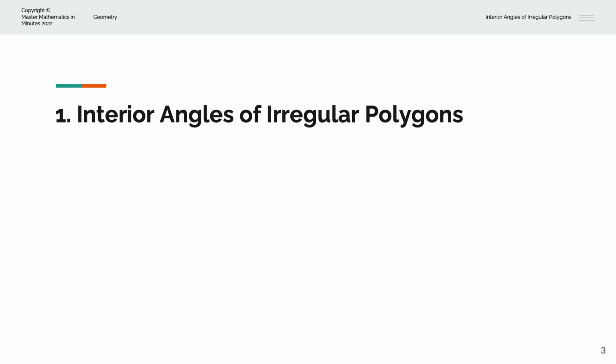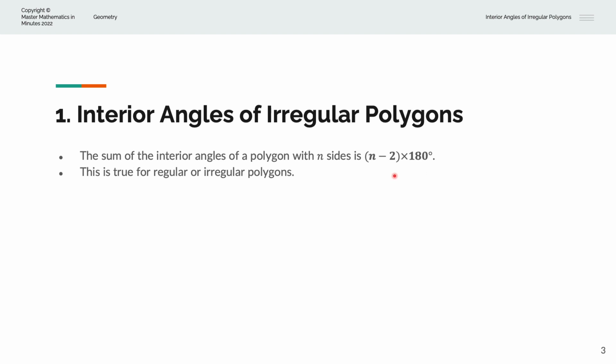So, what are interior angles of irregular polygons? The sum of the interior angles of a polygon with n sides is given by n minus 2 multiplied by 180 degrees. And this relation is true for regular and irregular polygons. And we will consider irregular polygons in this video.